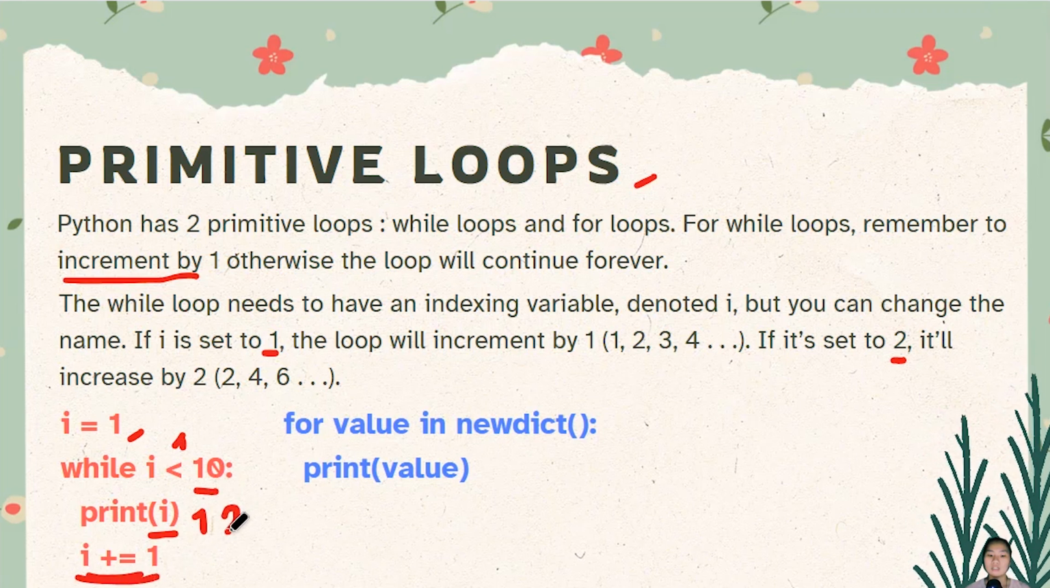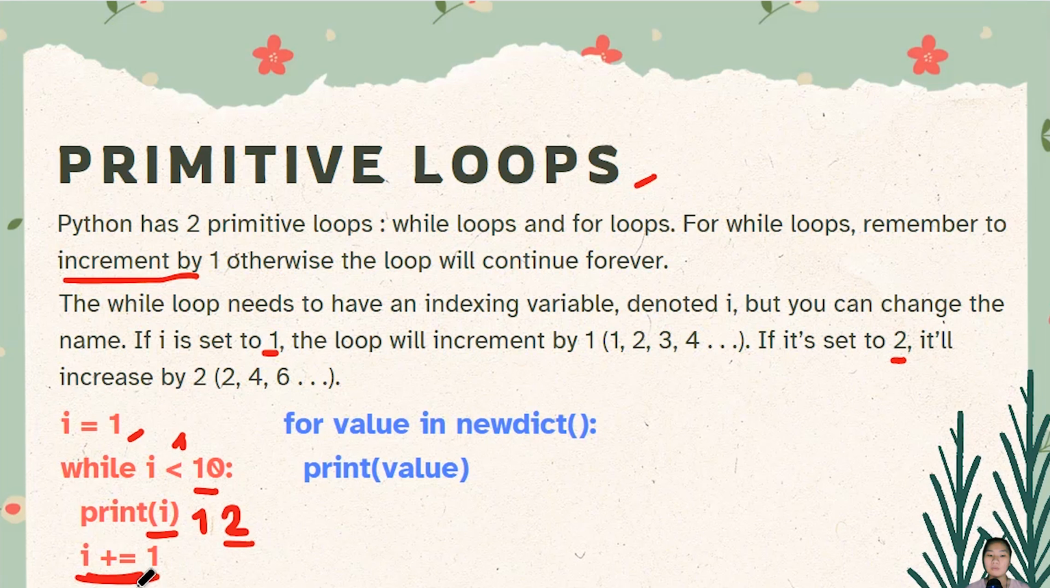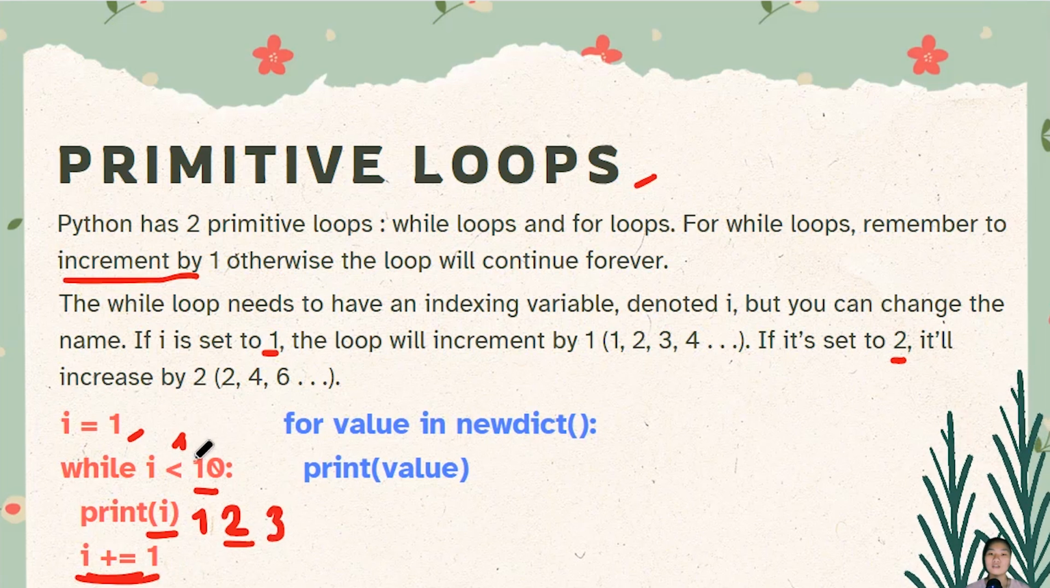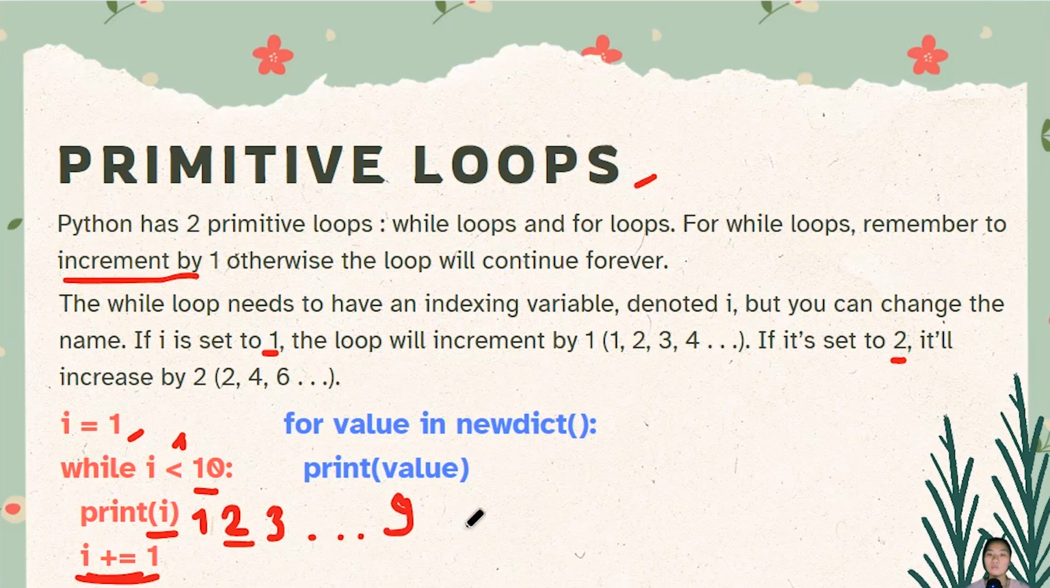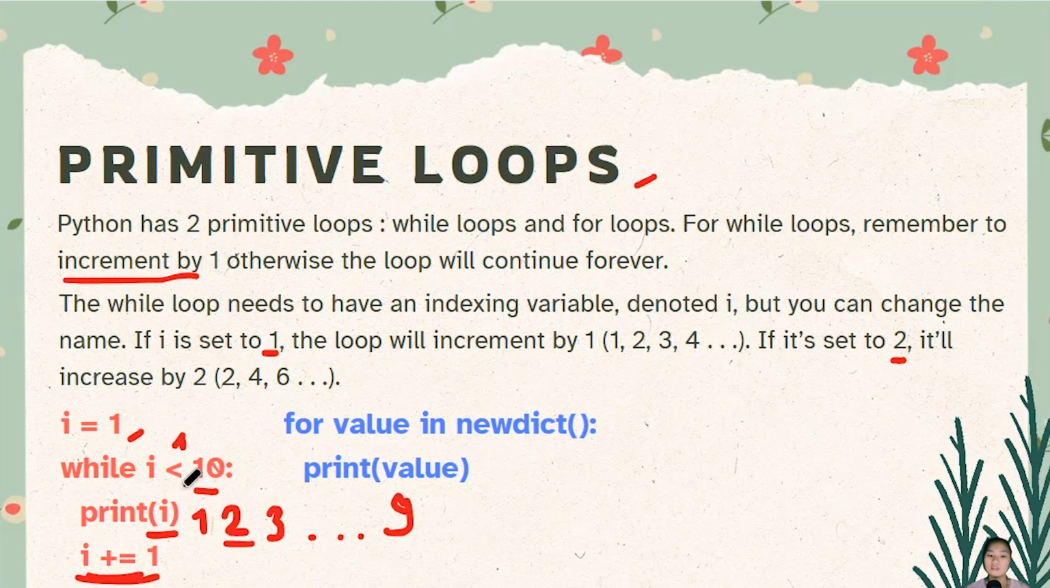So it becomes 2. Now 2 is also less than 10. So print 2 and increment by 1. So we have 3. Now 3 is also less than 10. And it goes on and on like that until we reach 9, okay? It does not print out 10. It's just 1 to 9 because it has to be less than 10, right? Now 10 is not less than 10. 10 is equal to 10.